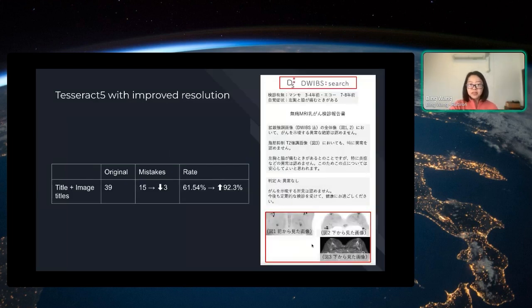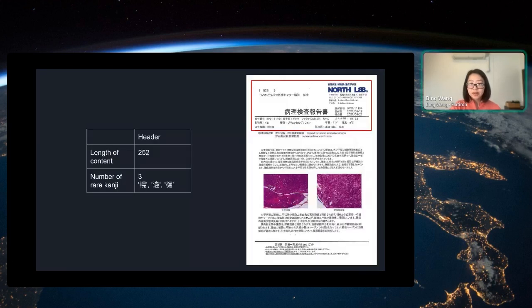As you can see here, with an image of higher resolution, the mistakes went down from 15 to 3, and the accuracy rate was improved. So the second document, same thing. I'll very quickly go through the result.